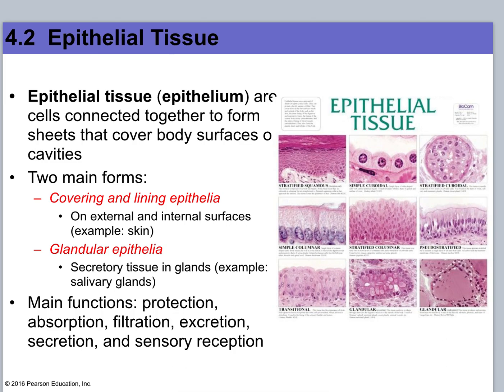They serve as lining for a cavity inside the body or for the exterior of the body. Epithelial tissue can provide several functions, including protection, such as the skin, and absorption, where it absorbs minerals and substances from one side of the epithelial tissue to the other. It can filter, excrete, and secrete, and it also has sensory reception because it's highly innervated with nerves.